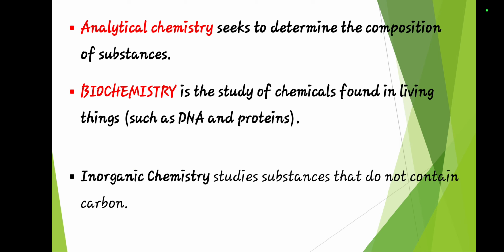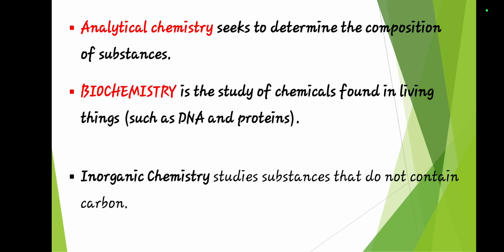So let's start by defining analytical chemistry. From the word itself, analytical, meaning we will be trying to figure out analysis. When we say analysis, this is a branch of chemistry dealing with research. Why? Because analytical chemistry seeks to determine the composition of a substance.